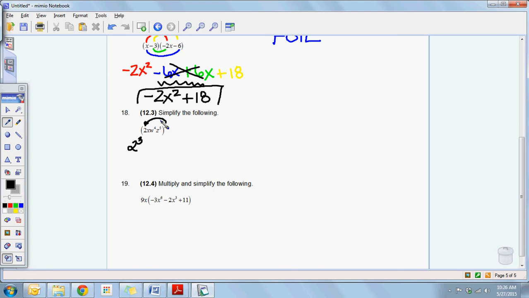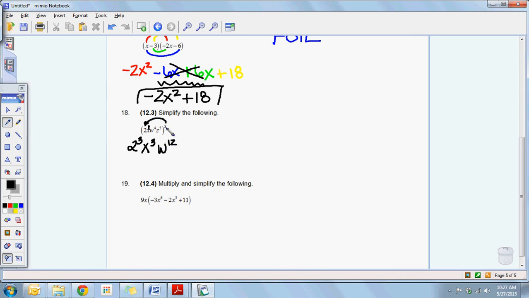Now this 3 needs to go to this x. Now the x has a power of 1. So I'm going to multiply 1 times 3, which would give me x to the third power. Now I'm going to bring this 3 to the w, which has a power of 4. So I'm going to multiply those two together. So I'm going to get w to the 12th power.